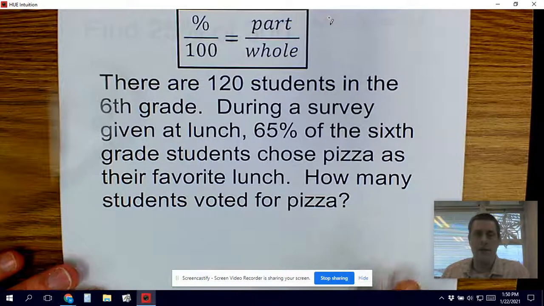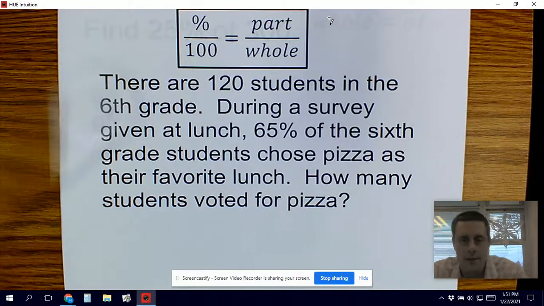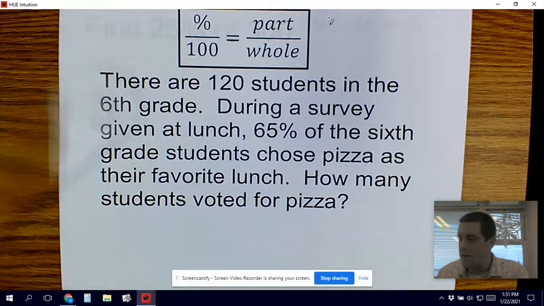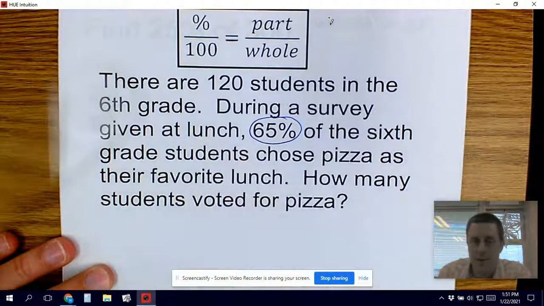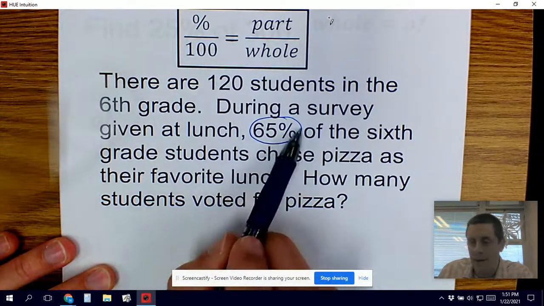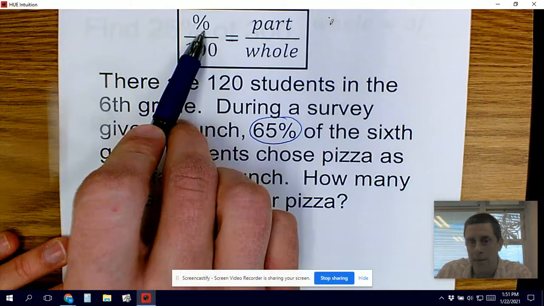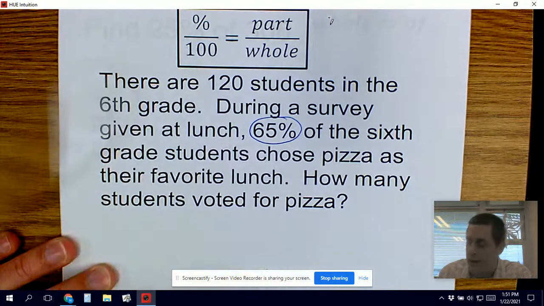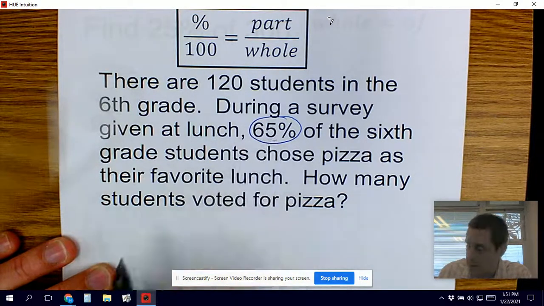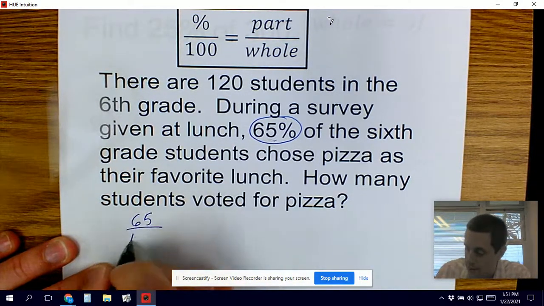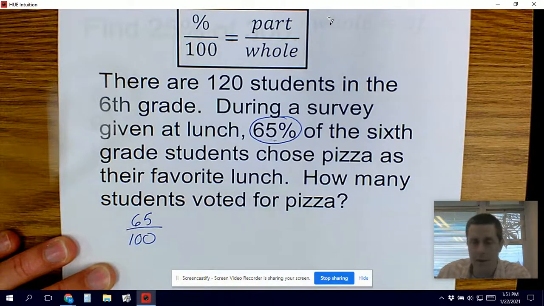Here's a word problem on the screen. It says there are 120 students in the 6th grade. During a survey given at lunch, 65% of the 6th grade students chose pizza as their favorite lunch. How many students voted for pizza? Well, the first thing I hope is jumping out at you in this problem, we have a percentage right here, 65%. And anytime I am dealing with a percentage, I know that percentage is always out of 100. So I'm going to start my percent proportion, but instead of the percent over 100, I'm going to replace that with 65. So we get 65 over 100 because 65 is the percentage.